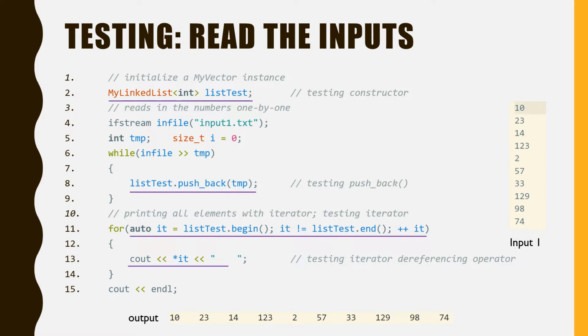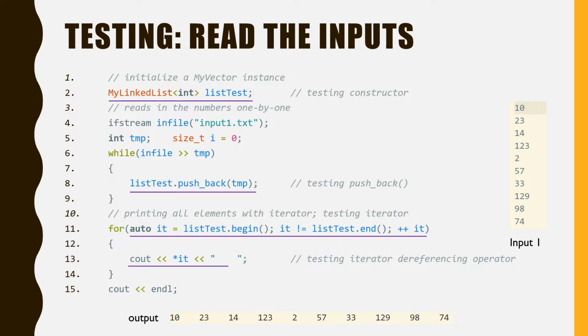In line 2 of the code, we instantiate a linked list object. We can test the constructor function here. In lines 6 through 9, we read in the input integers and insert them into the linked list using the pushback operation one by one. In lines 11 through 15, we print out the content stored in the linked list.